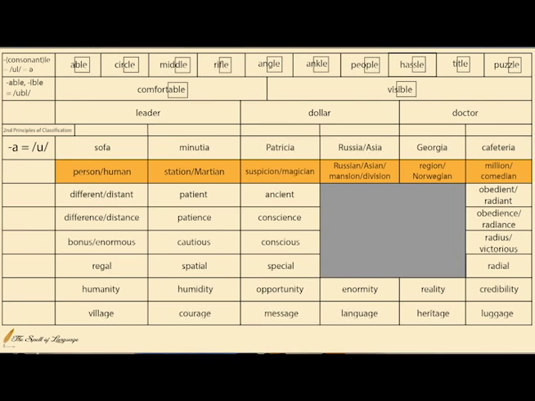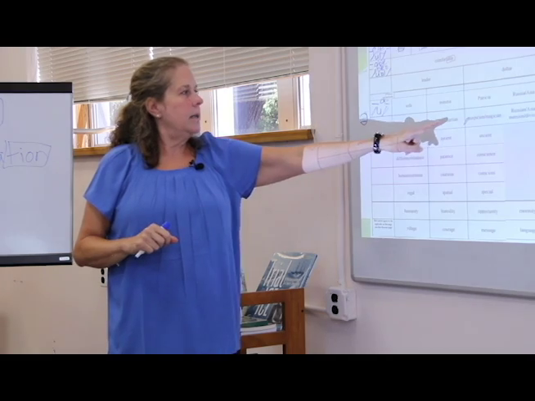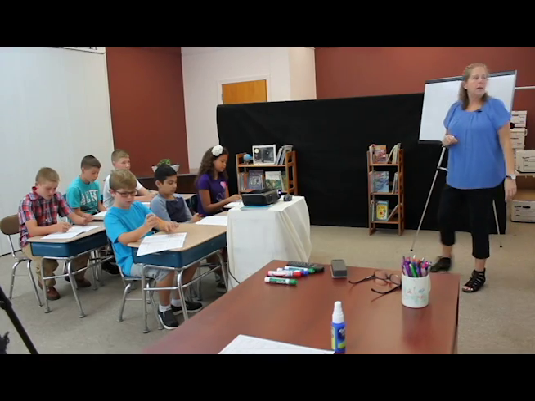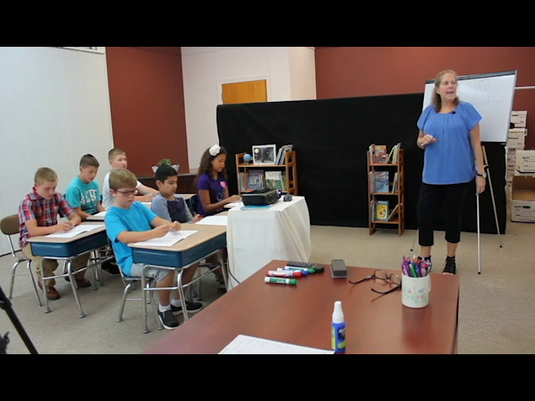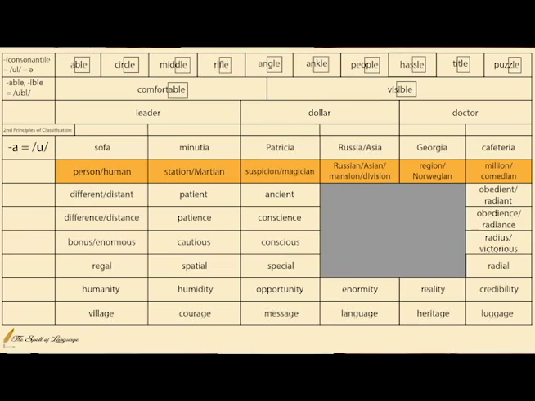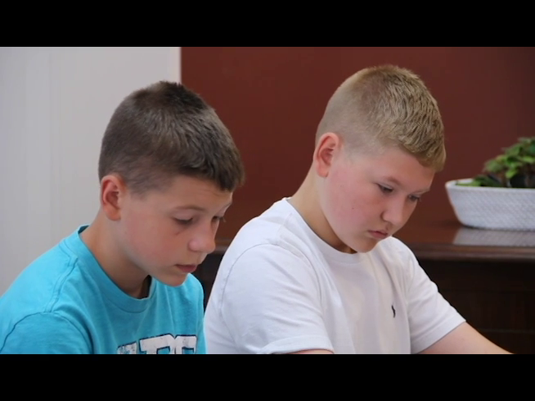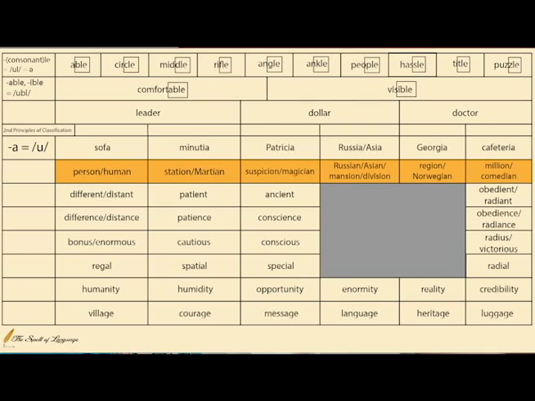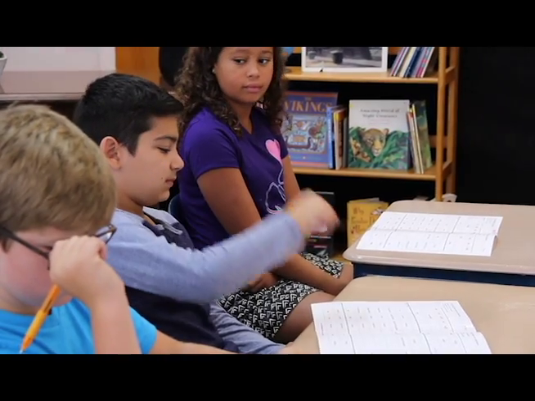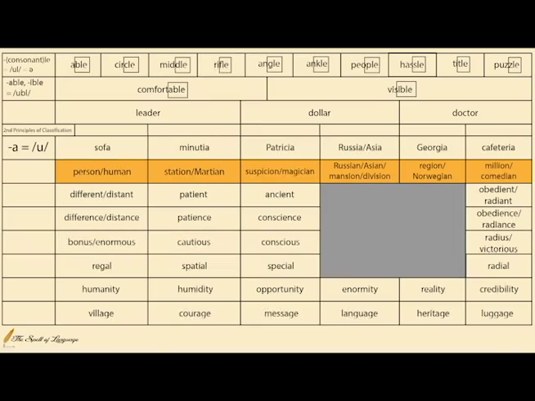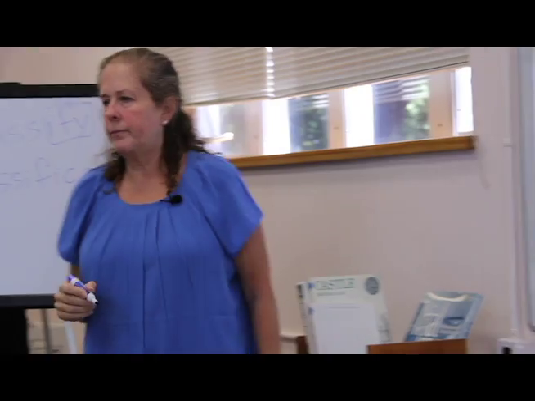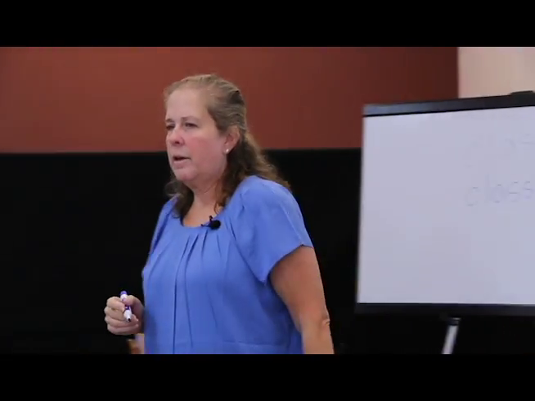Person, human, station, Martian, suspicion, magician, Russia, Asian, mansion, division, region, Norwegian, million, comedian. Now this has two different spellings that all of those words have in common. You see it on the ends of those words, and there are two of them. John, give me one. O-N. What's another one? Know the other one? A-N. Excellent. O-N and A-N.